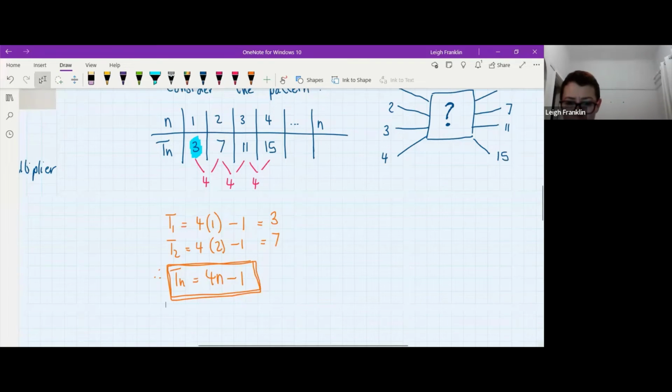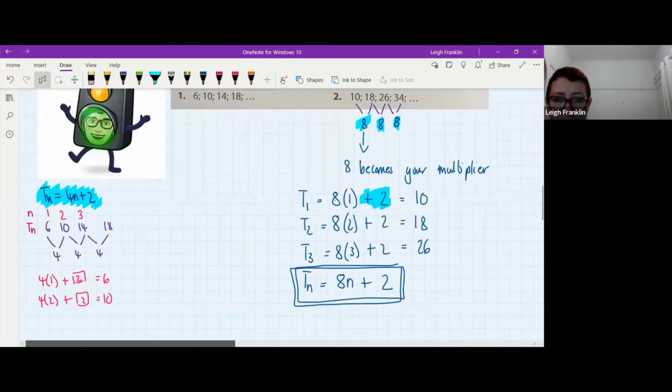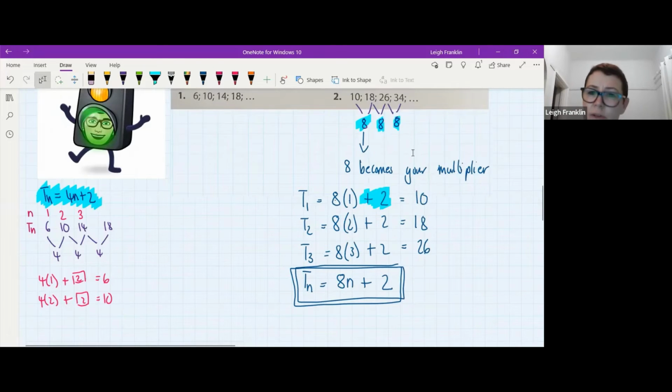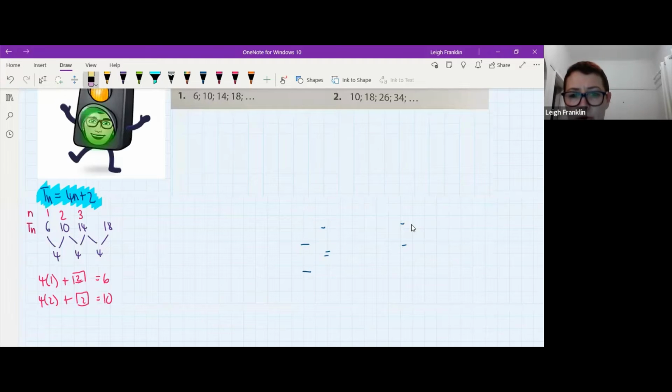Okay. All right. So that's fine. Now we're going to have a look at something that's a little bit more difficult. Because sometimes the number that we are taking away, our constant difference, isn't always going to be a positive number. Okay, so I'm just going to rub that out. I'm going to move this down.